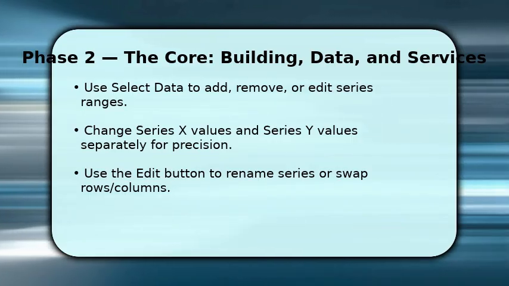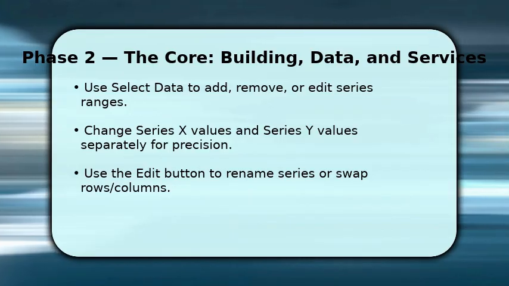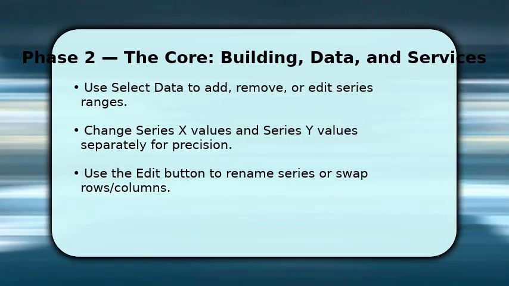Once done, you can add a new series by specifying its name and ranges, or remove a series you no longer need. If labels look wrong, use the Switch Row/Column option to flip orientation. Make sure ranges use absolute or relative references, as needed, so future edits behave predictably.